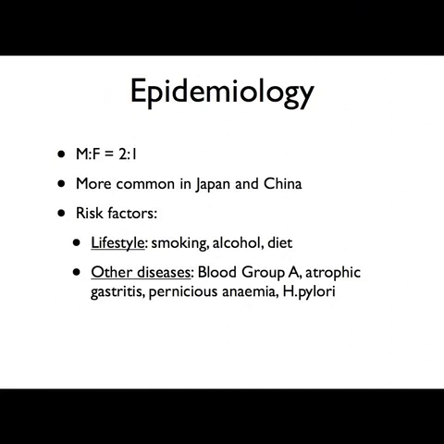So risk factors of lifestyle, smoking, alcohol, diet. Common things in the diet are cured meat and fish. Cured meat and fish, thanks. Other diseases. We put blood group A. I mean, I don't think having blood group A is a disease, but it is a kind of body state. So I like to think of it in that kind of group. Other things, atrophic gastritis, pernicious anemia particularly is associated with gastric carcinoma, and finally Helicobacter pylori infection.